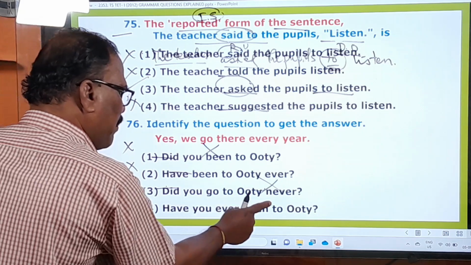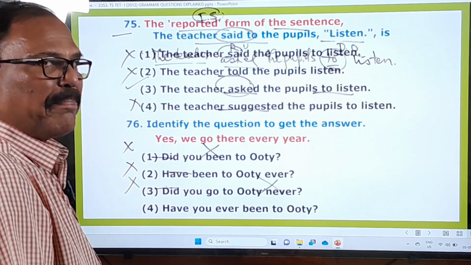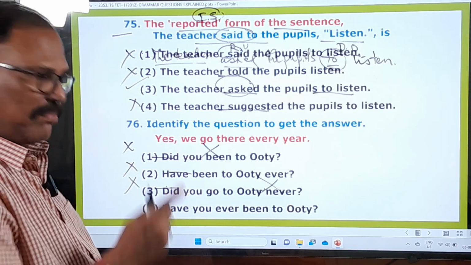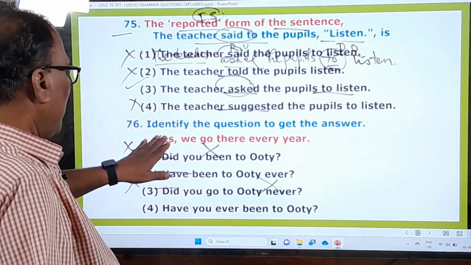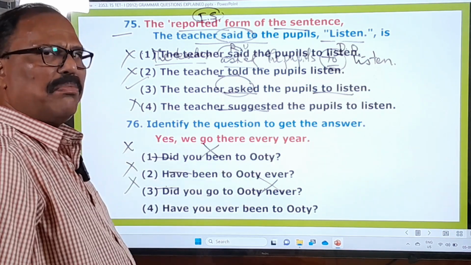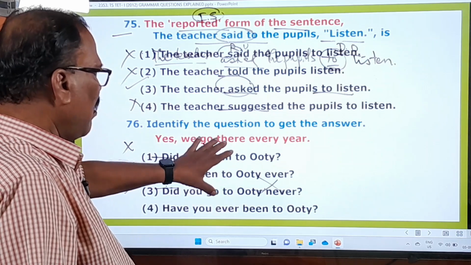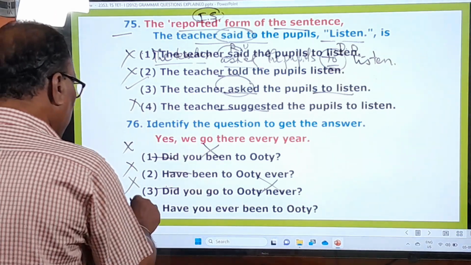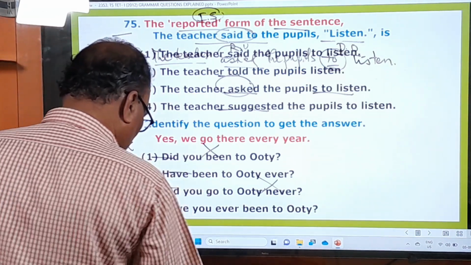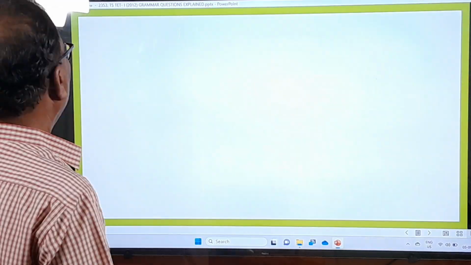"Have you ever been to Ooty?" Yes, we go there every year. So that is the answer. Here this is the only right one and all others are the wrong ones. And now let's go to the next question.